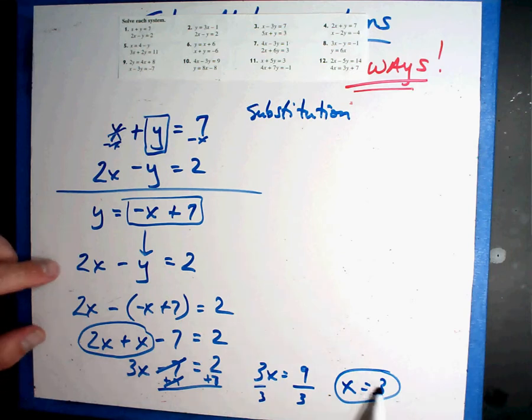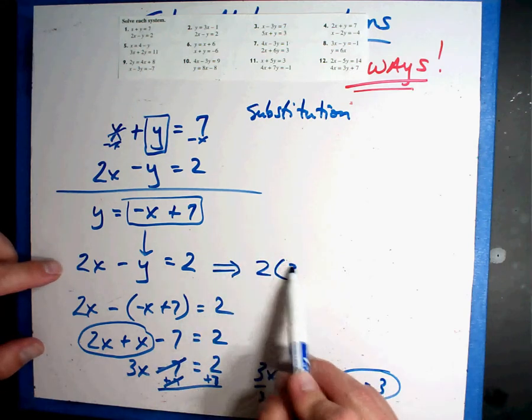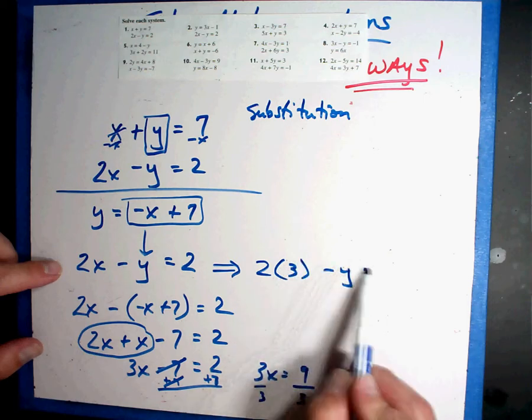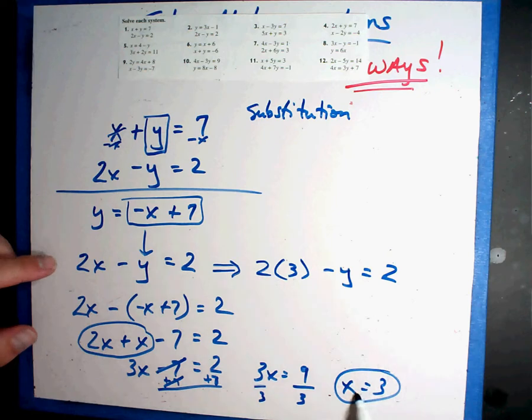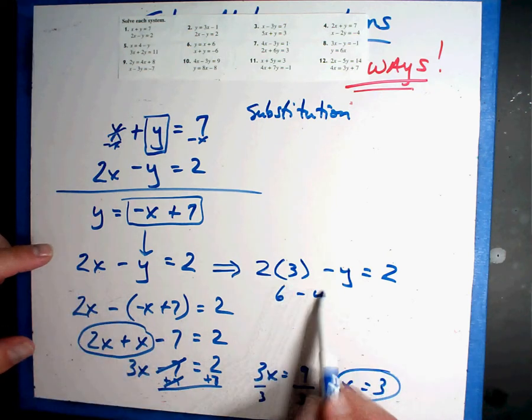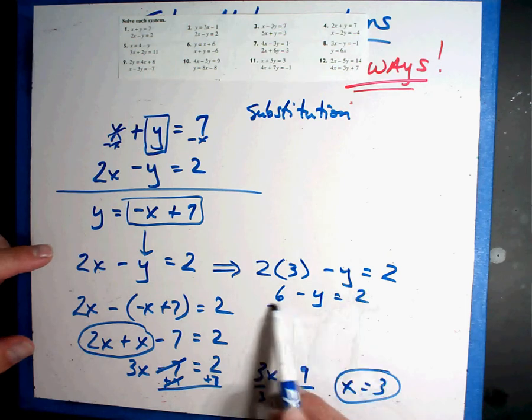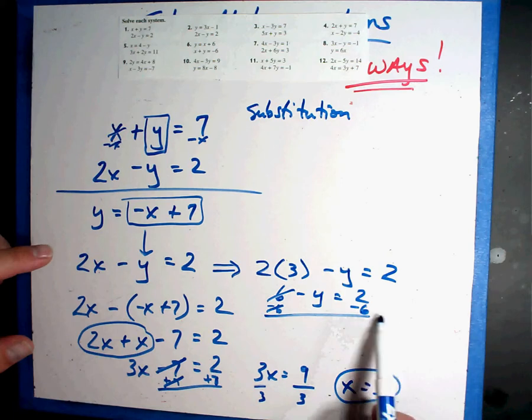So x equals 3, so I'm going to take this line right here and just plug it in. 2 times 3 minus y equals 2. So all I'm doing is plugging this x back into one of the formulas. Doesn't matter which one. So that's 6 minus y equals 2. Subtract 6 to move it to the other side. Remember, letters on one side, numbers on the other.